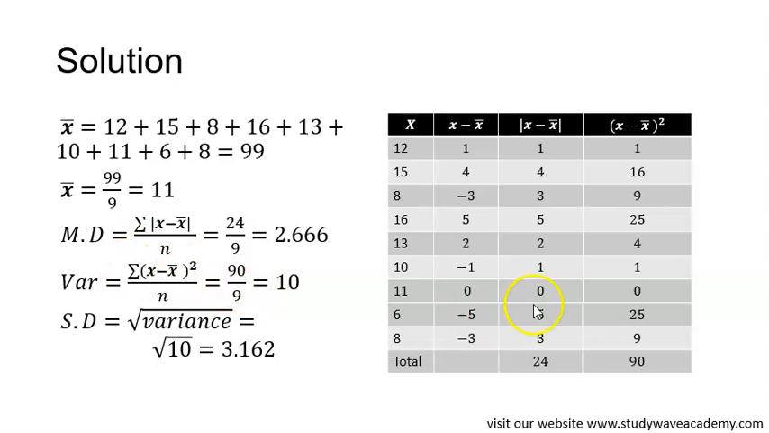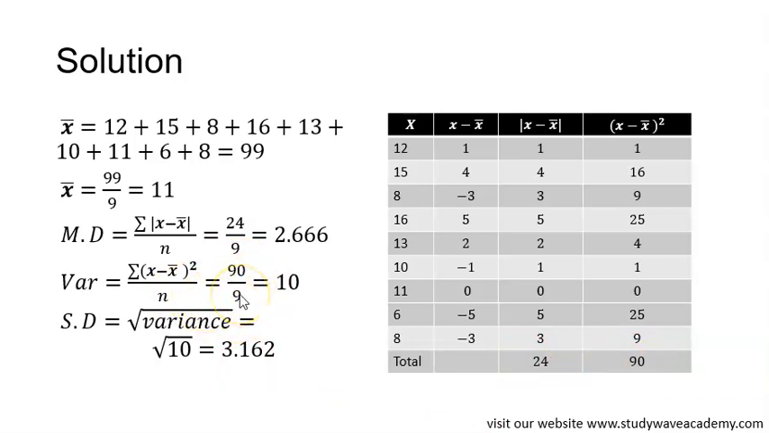Now we have to get the sum, which is we're going to add all of them together, okay? So 1 plus 16 plus 9 plus 25 plus 4 plus 1 plus 0 plus 25 plus 9 is going to give us what? When you sum all these up together, what is going to be your answer? 90, right? You got 90. So we have gotten the sum of x minus x bar raised to power 2, okay? Remember, we're looking for this, the sum of x minus x bar raised to power 2. The answer is 90. So we have 90 over 9.